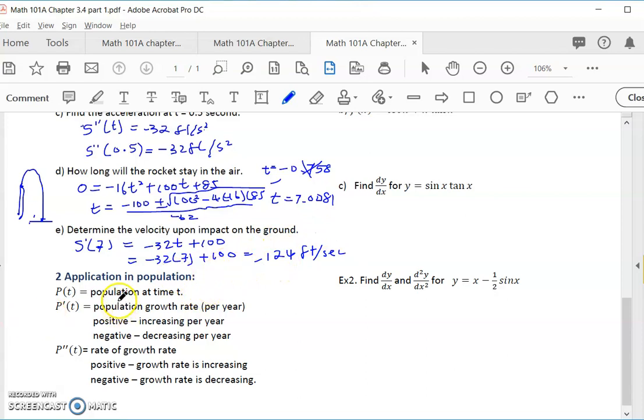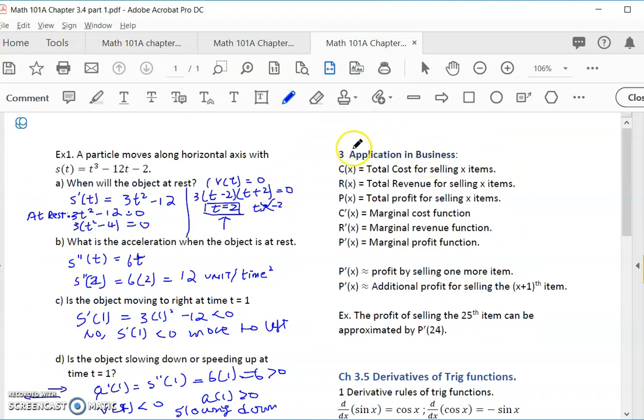The second application, if I have enough time, is the change in population. So if P of t is the population at time t, and you take the derivative, P prime of t, then when it is positive, that means the population is growing. If it's negative, that means the population is decreasing. P double prime of t tells you the rate is changing. If it's positive, that means the growth rate is increasing. If negative, the growth rate is decreasing.